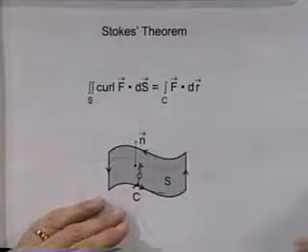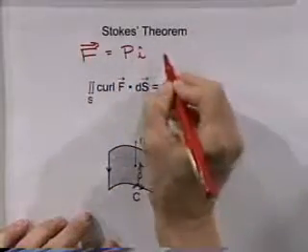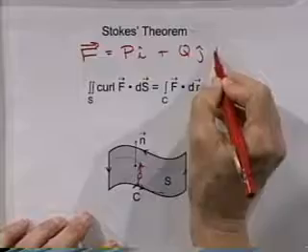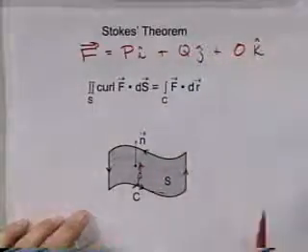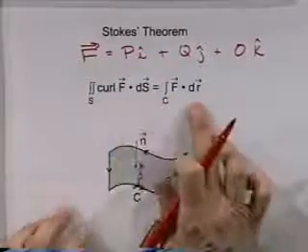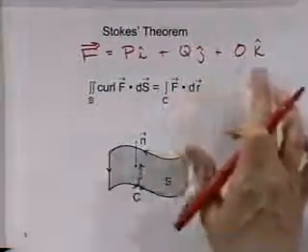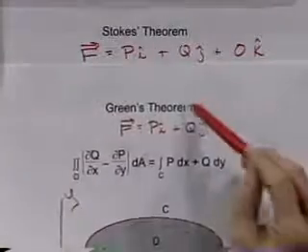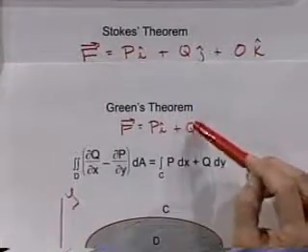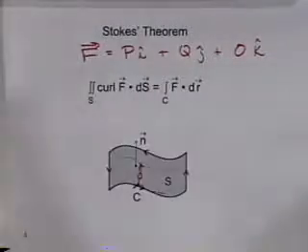Now, we're not going to do it, but if you had a function that just had an x component and a y component, but no k component, and you evaluated this here, you will find out that Stokes' theorem with functions that have 0 for their k components turns out to be Green's theorem. So Stokes' theorem is just Green's theorem in 3D.